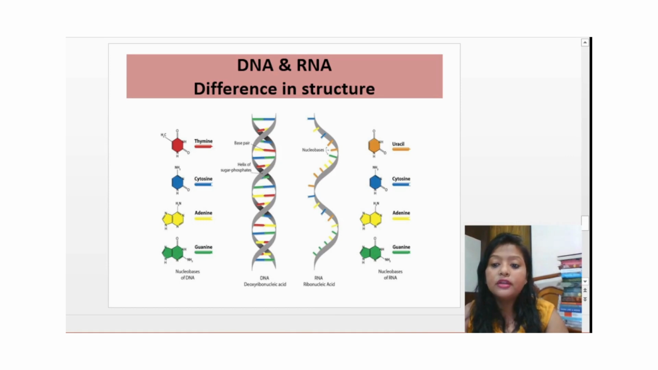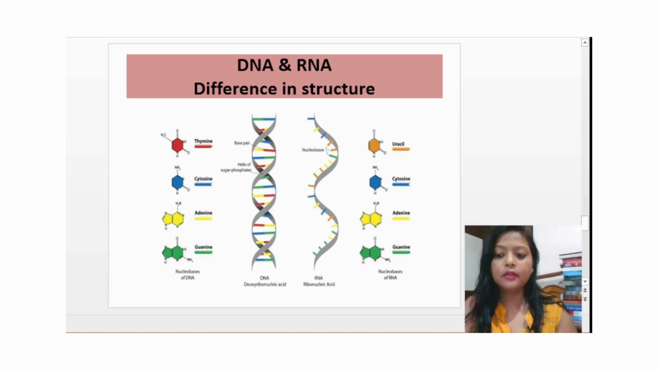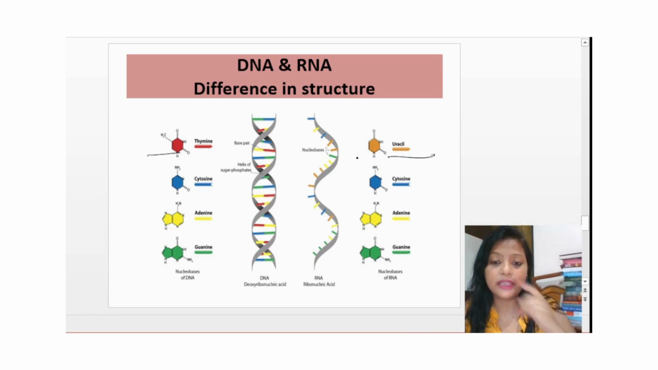Now we'll talk about DNA and RNA. In this slide, we'll talk about the difference in structure. How is DNA structure different from RNA structure? As I've already told you, just imagine if the bases are different, that is again forming a different structure. DNA contains thymine, and RNA contains uracil. So this is the first difference: thymine and uracil. Remember that.